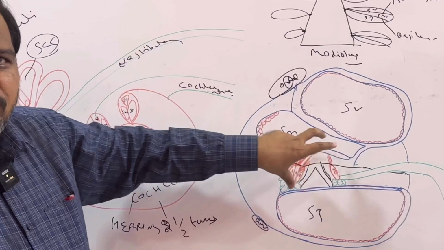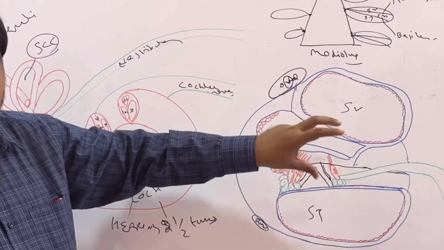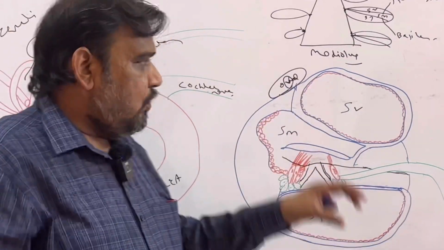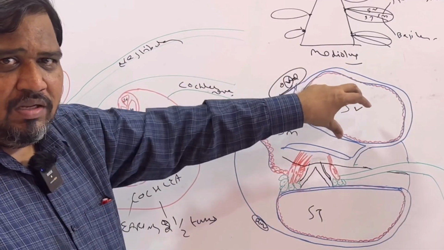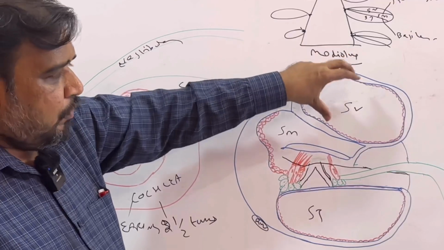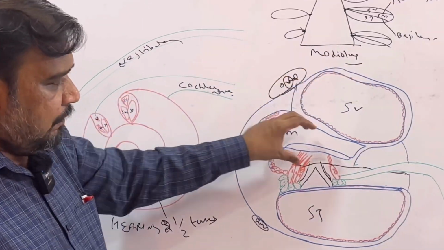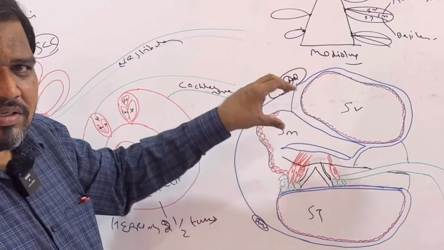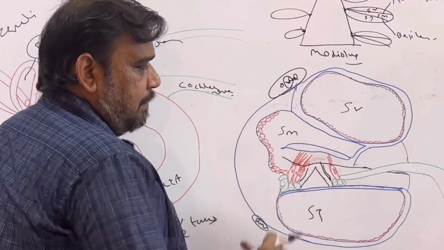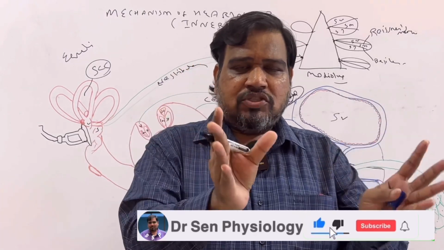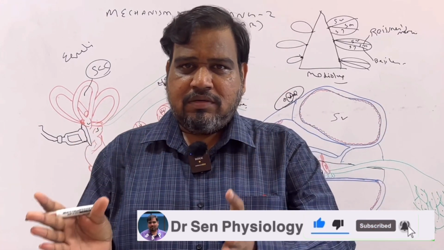Middle, M for middle, M for media. So make it easy: oval window, OV. The oval window is at the top, the one which strikes the scala vestibuli, V for V. The top one is scala vestibuli. M for middle: the middle one is scala media. The lower one is scala tympani. So we have 3 scala: scala vestibuli, scala media, scala tympani.